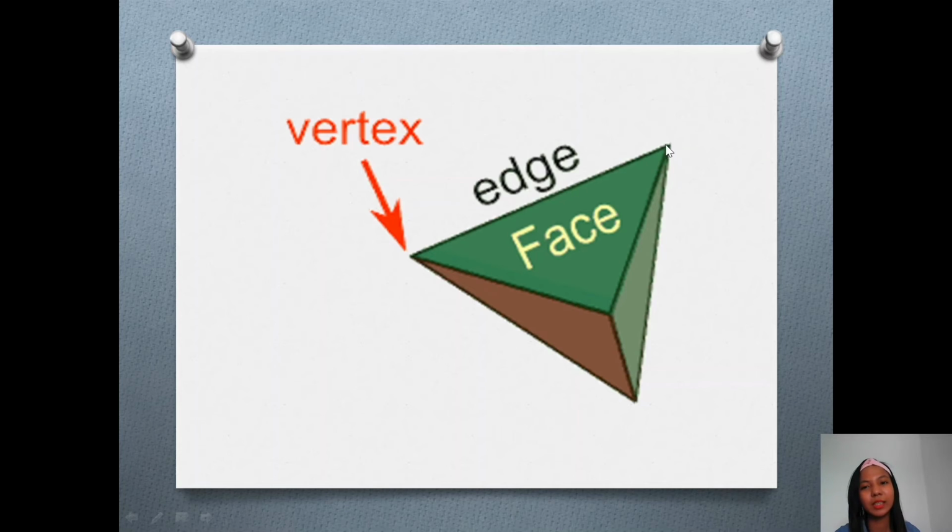Next, edges. This one, the straight one, from one point to another point. Faces: a flat area or flat surface. This one is a flat surface, this one is a flat surface. Again, read this one first, please. Vertex. This one again. Edge. And last one, face. Vertex, edge, face.